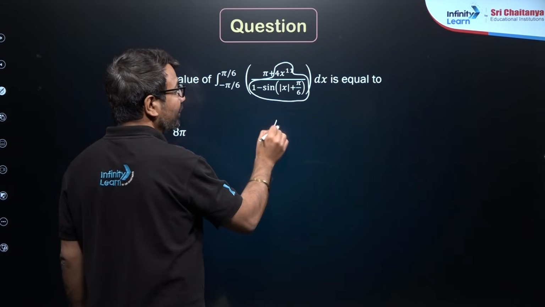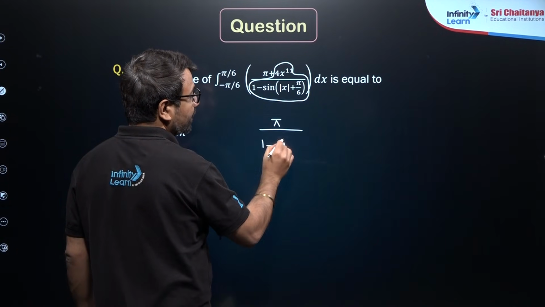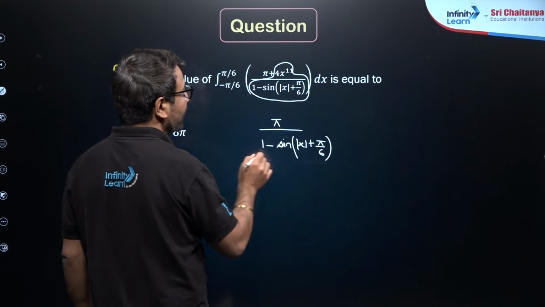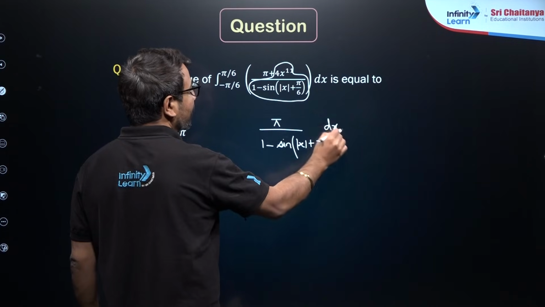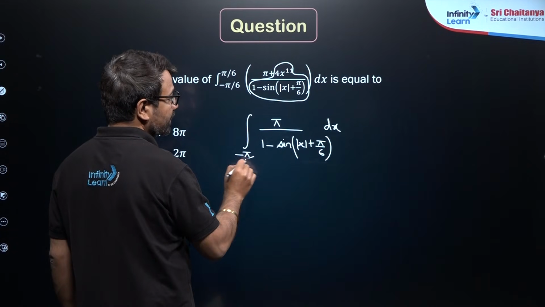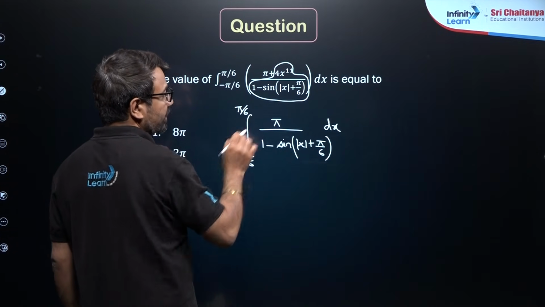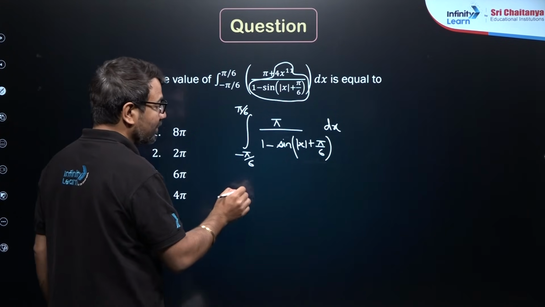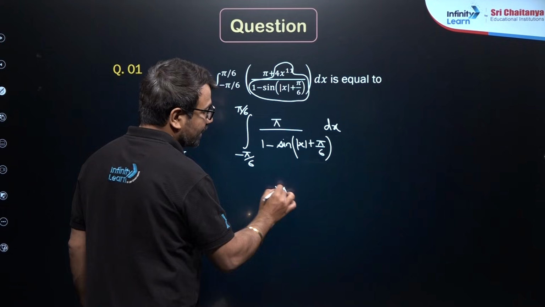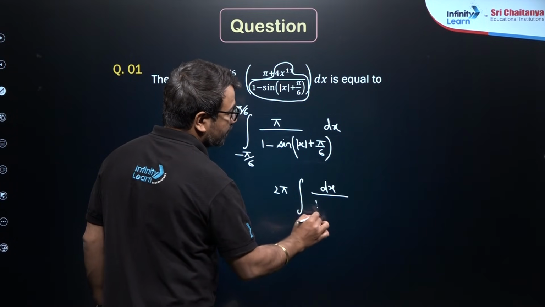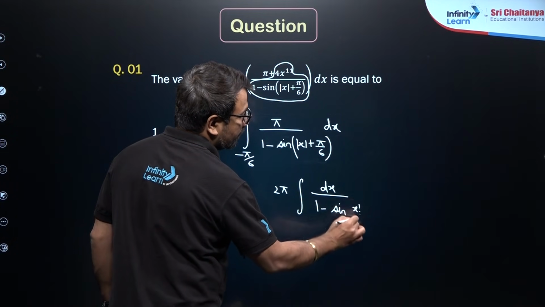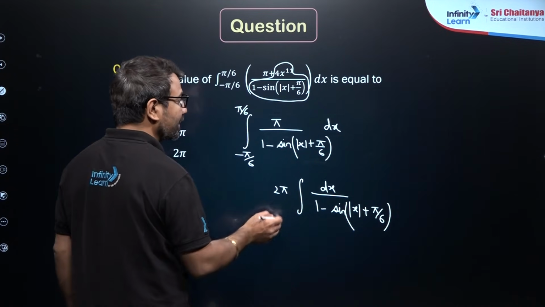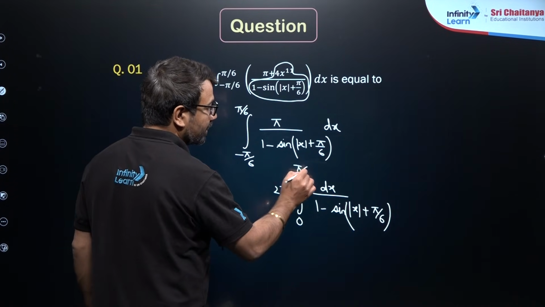So what I will do here, I will write pi over 1 minus sine of mod x plus pi by 6, and then we have with respect to x integration from minus pi by 6 to plus pi by 6. Are you able to understand? Now since this is an even part of this function, it will become 2 pi times dx over 1 minus sine of mod x plus pi by 6. I hope this is clear to you, and the limit will be from 0 to pi by 6 now.